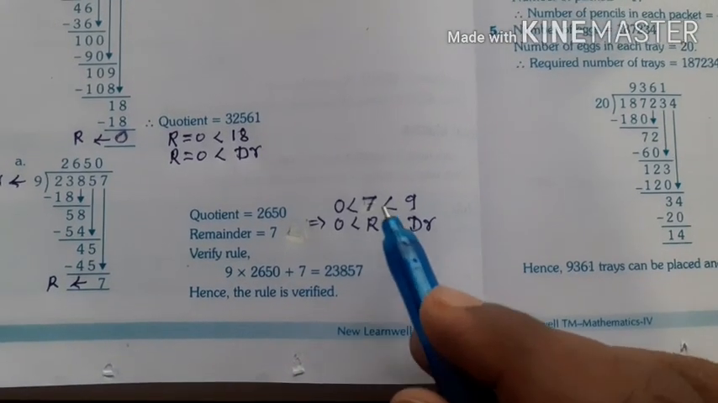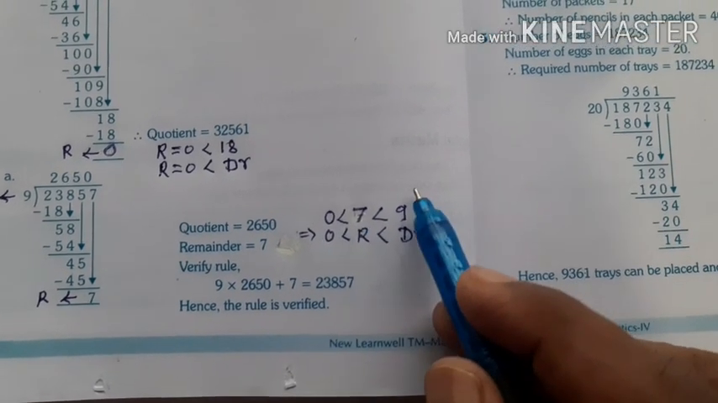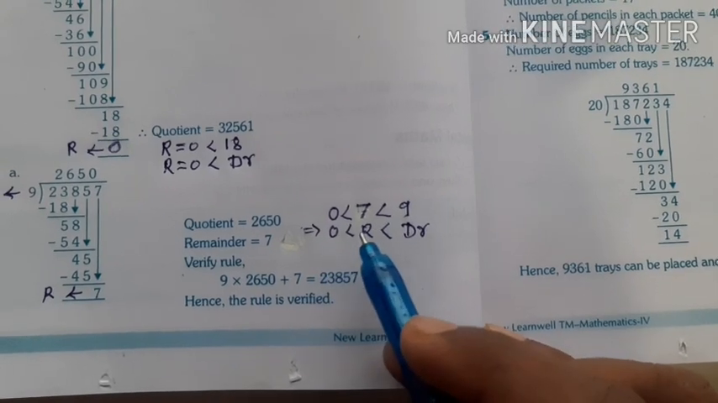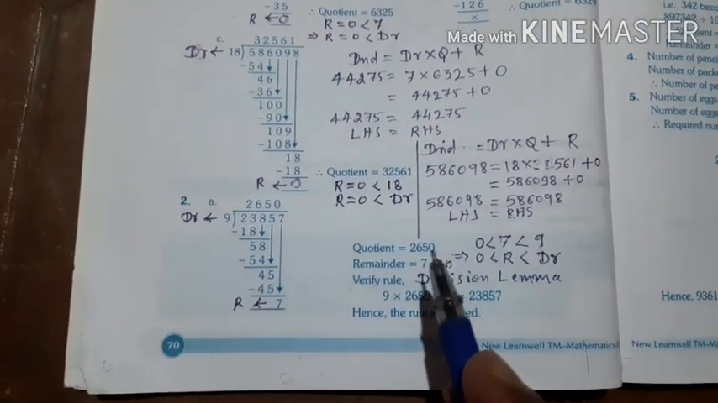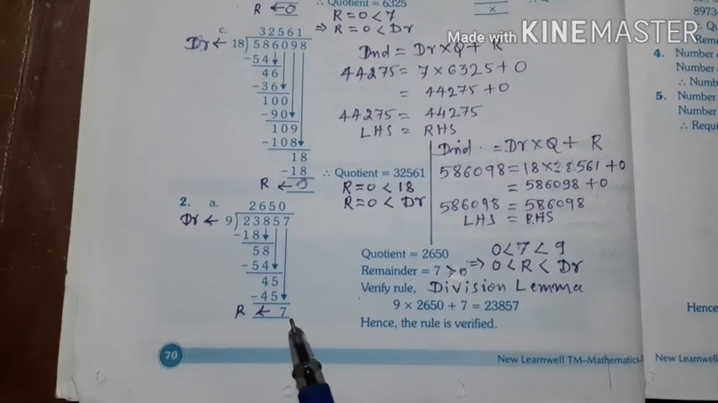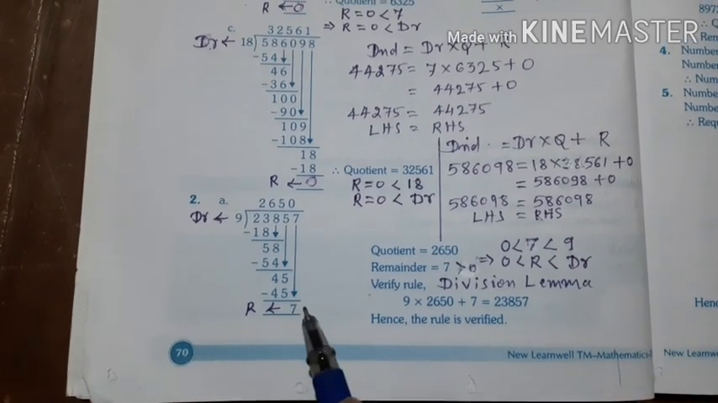Therefore, I can write the remainder is greater than 0 but less than 9. Less than 9 means less than divisor. Therefore, children, here the remainder is greater than 0 and less than divisor. So, children, here remainder is not equal to 0. Therefore, it is an incomplete division.